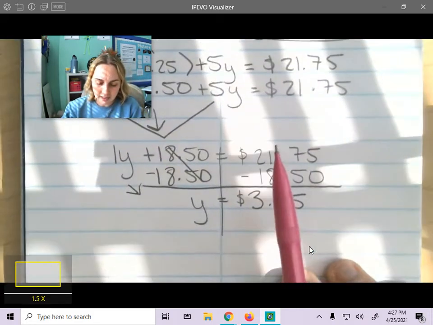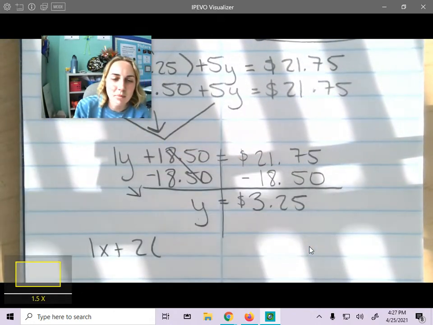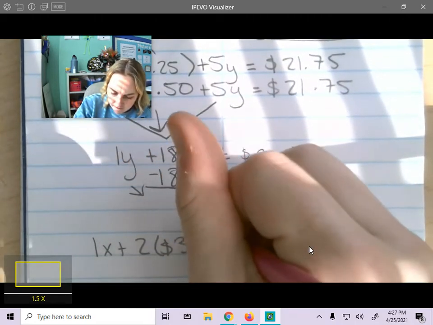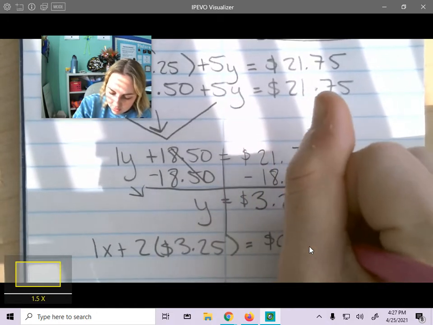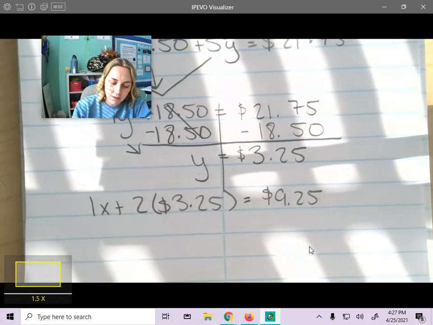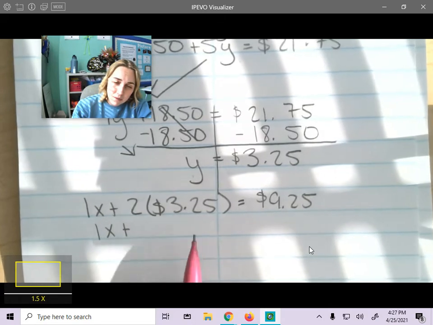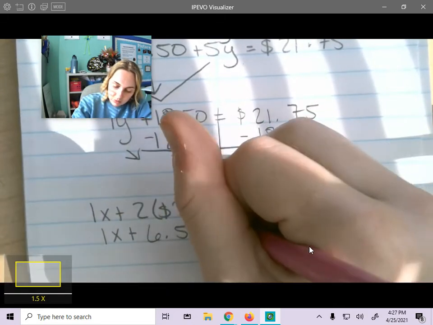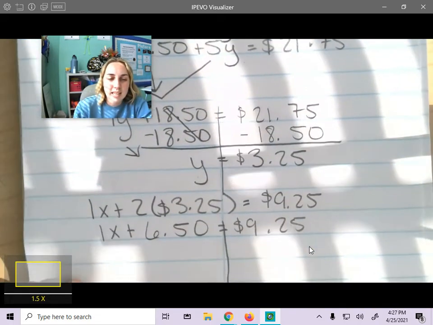So if I bring this all the way down, I have 1x plus 2. I'm going to substitute in for y, $3.25. And that is going to be equal to $9.25. All right, so I'm going to go ahead and solve. I can distribute first, so I need to do that first. I have 1x plus 2 multiplied by 3.25 is going to give me $6.50. And that is going to be equal to $9.25.